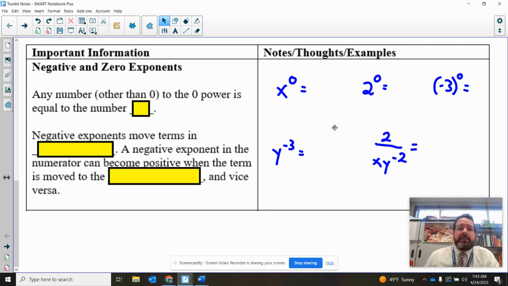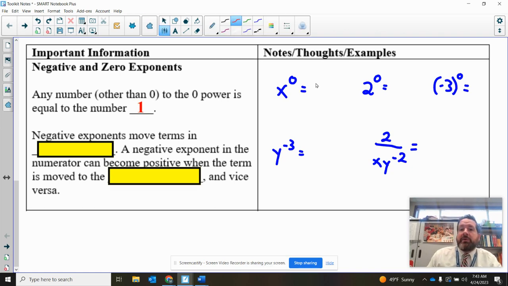Zero exponents are very special and very fun. Any number or variable to the power of 0 is simply equal to the number 1. So x to the power of 0 is just 1. Not 1x, just 1. 2 to the power of 0 is 1. Negative 3 to the power of 0. Notice how anytime you've got a negative number to a power, you should include parentheses. But same idea, equal to 1.